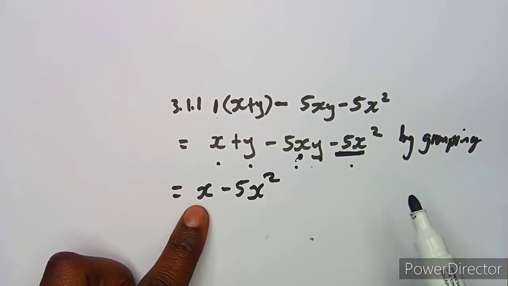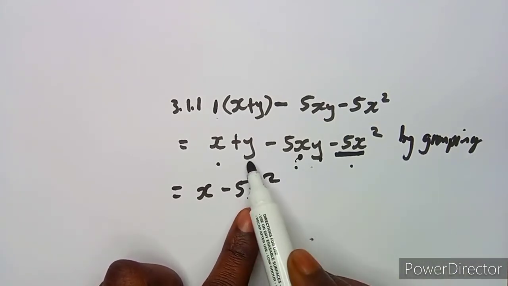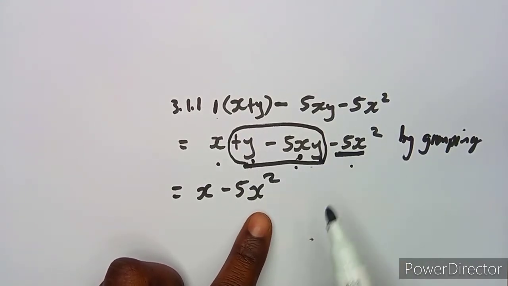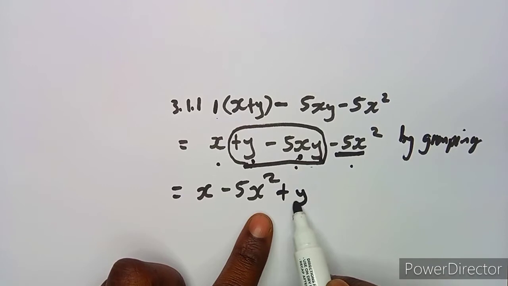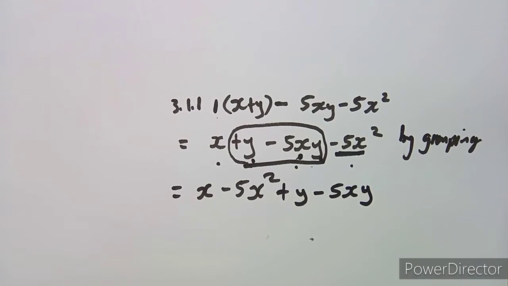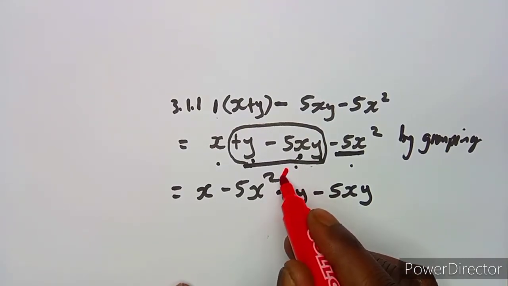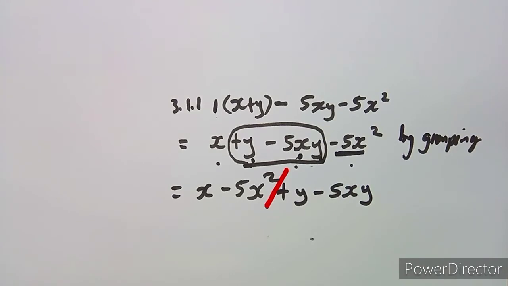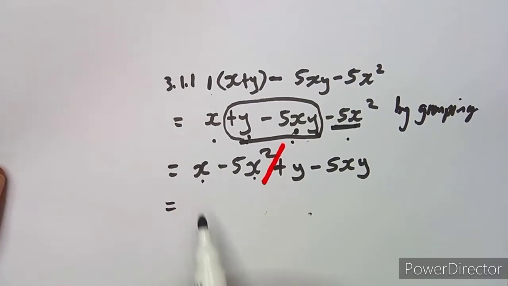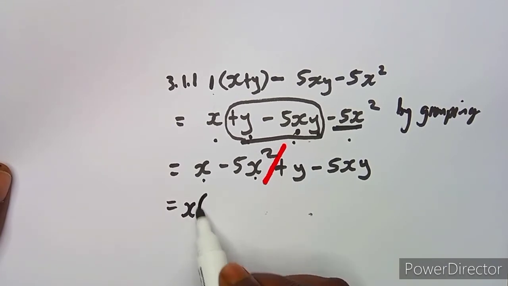So it's x minus 5x squared. You take these terms with y together, there is y here, there is y here, so we are going to write them together here. So it's plus y minus 5xy, like this. That is by grouping, so that you can now factor out what is common. Now you group them into 2 like that. So for the first 2 terms, what is common here? As you can see, x is common, and the highest common factor is x, the one with the smallest exponent.